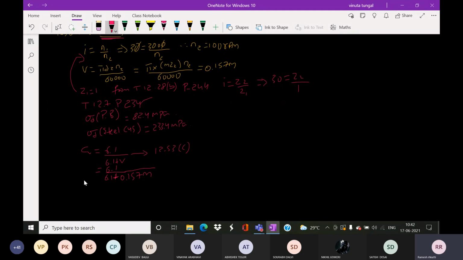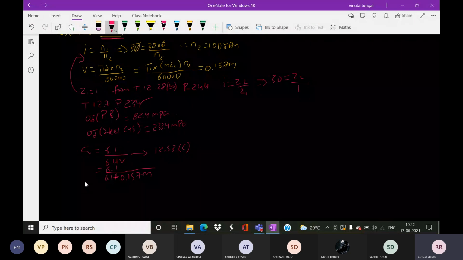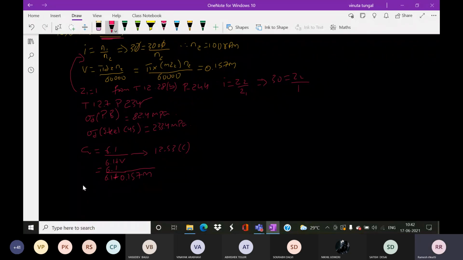After that, while substituting in the formula, you need to note down the face width. You need to calculate the face width, denoted by B. You have to refer to table number 12.27. All of you open that table number 12.27, page number 244.